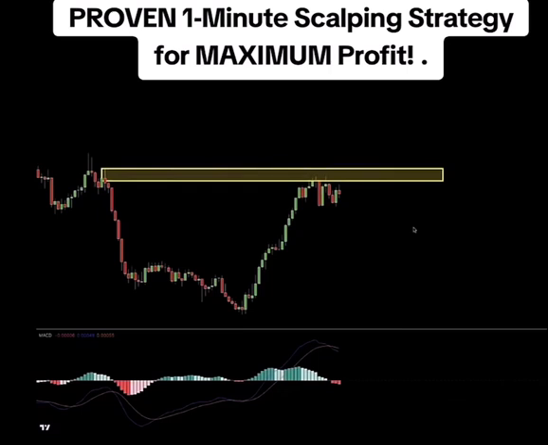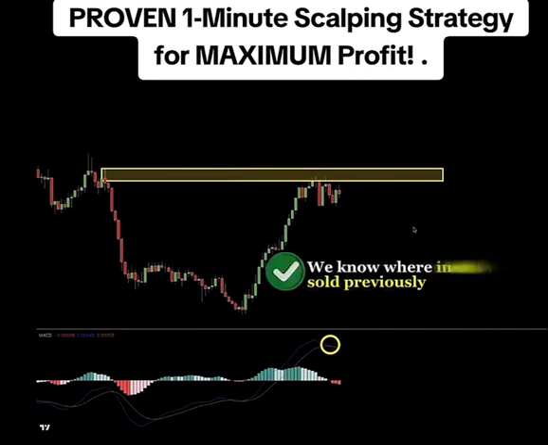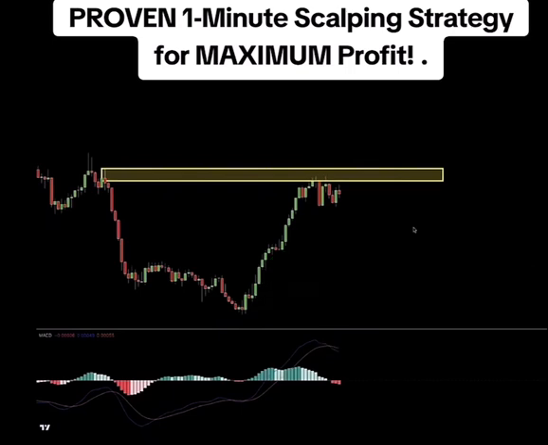Now, let's integrate the MACD indicator for confirmation. As the market returns to this supply zone, notice how the MACD line crosses below the signal line. This bearish crossover is a signal institutional algorithms take seriously. It confirms a sell opportunity. Here's why this combination is so effective. We know where institutions sold previously and where their limit orders are likely placed to sell again. We have confirmation from the MACD, as its algorithms signal a bearish crossover at the same price level.